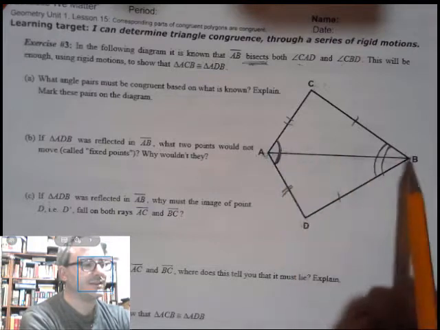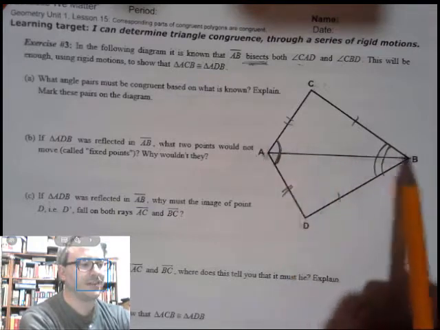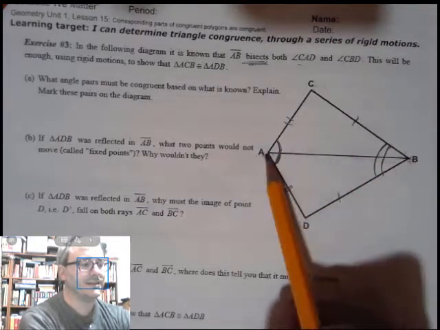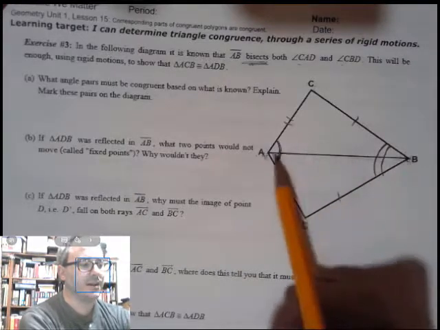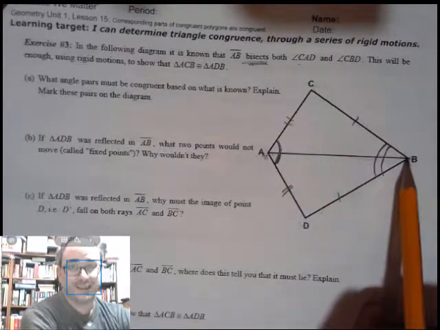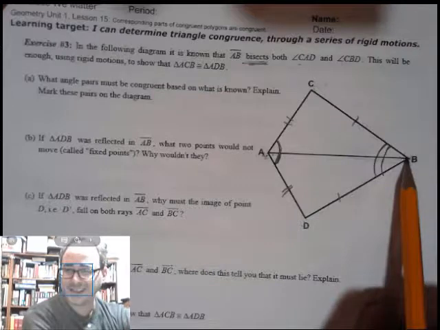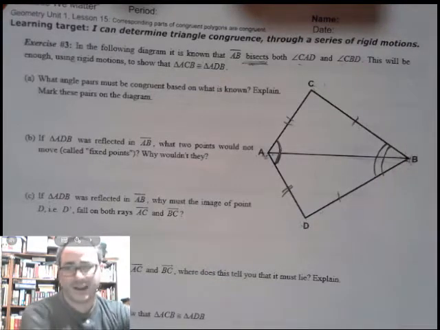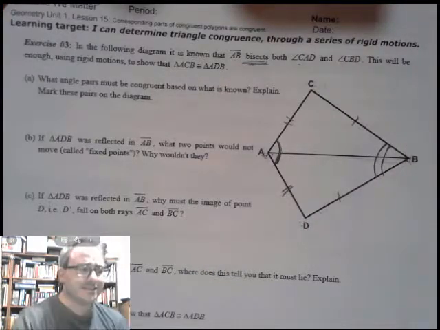AB is congruent to itself. Both triangles share AB. See how both triangles have AB in common? And AB is going to be equal to itself. Does that make sense? Something is always equal to itself. It is what it is, right?